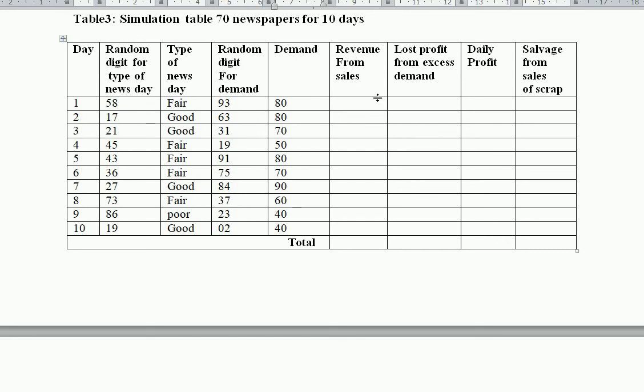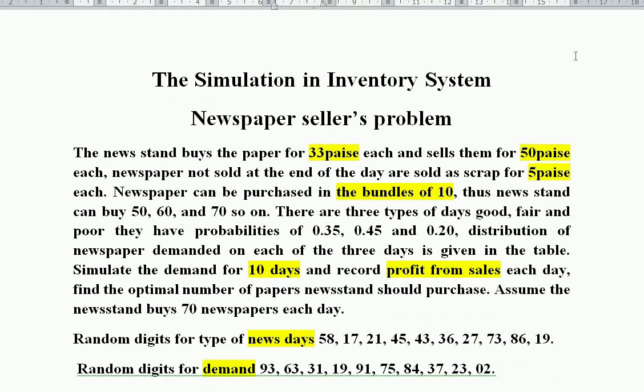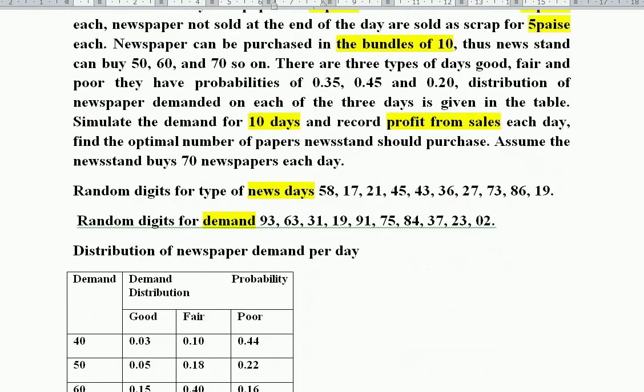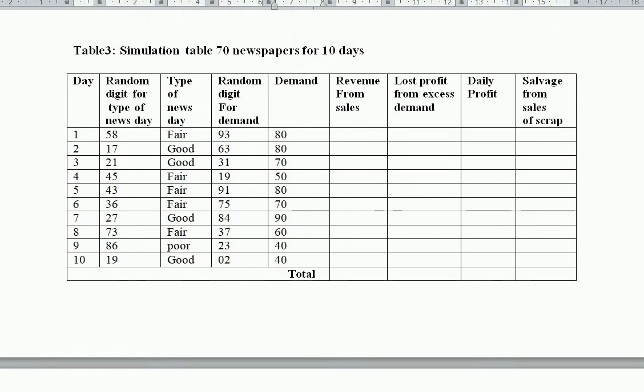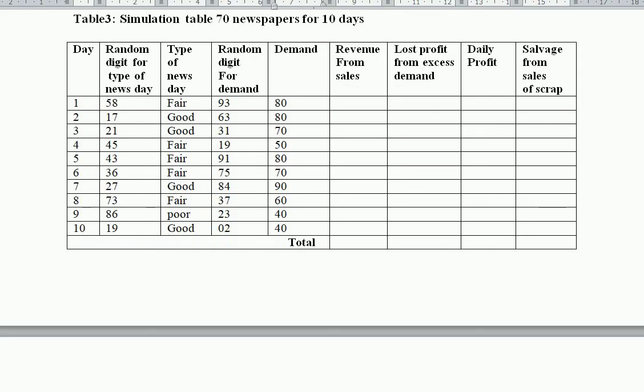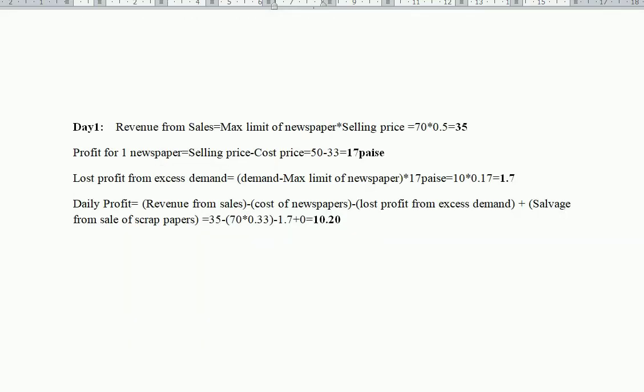Next is revenue from sales, lost profit from excess demand, daily profit, and salvage from sales of scrap. In the question it is given, assume the newsstand buys 70 newspapers each day. They are going to purchase only 70 newspapers each day. So with 70 newspapers on day 1, we have to calculate it for day 1.